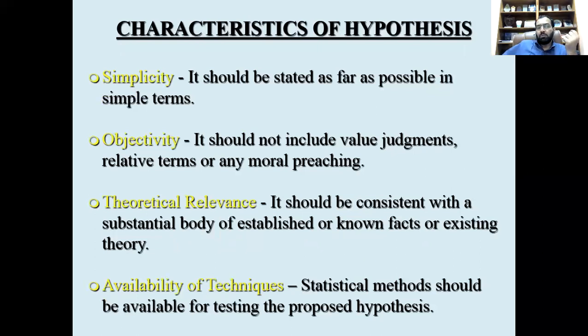Furthermore, we need to make it simple. We have to simplify the statements and the terms. Objectivity: it should not include value judgments, relative terms, or any moral preaching. There is no concept of moral preaching in research, and you cannot dare to judge the value. You just go by the quantitative or qualitative data you have, and you need to be very objective.